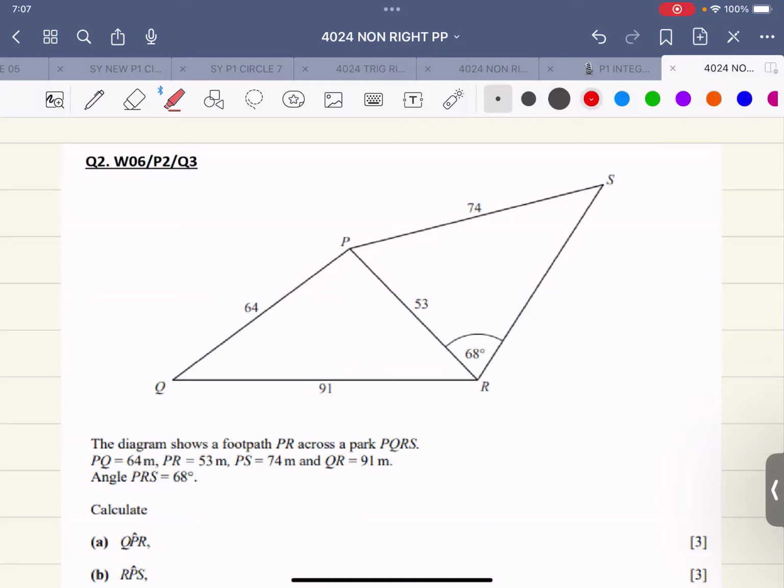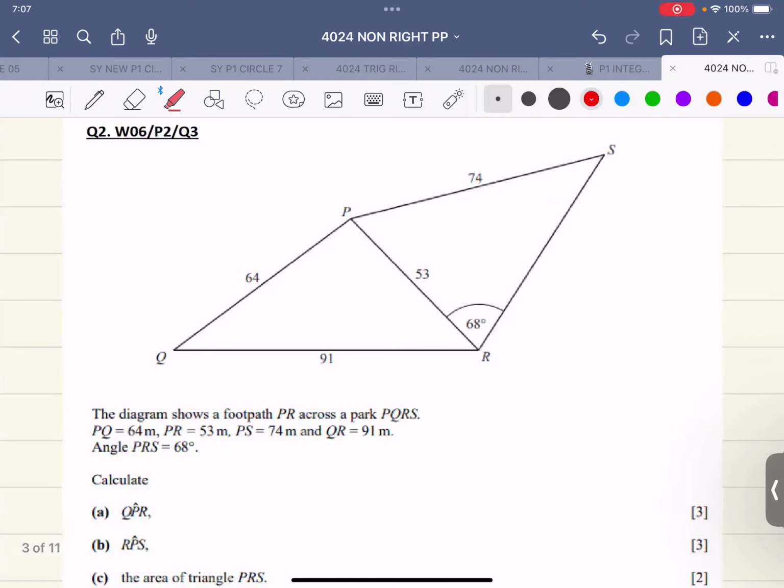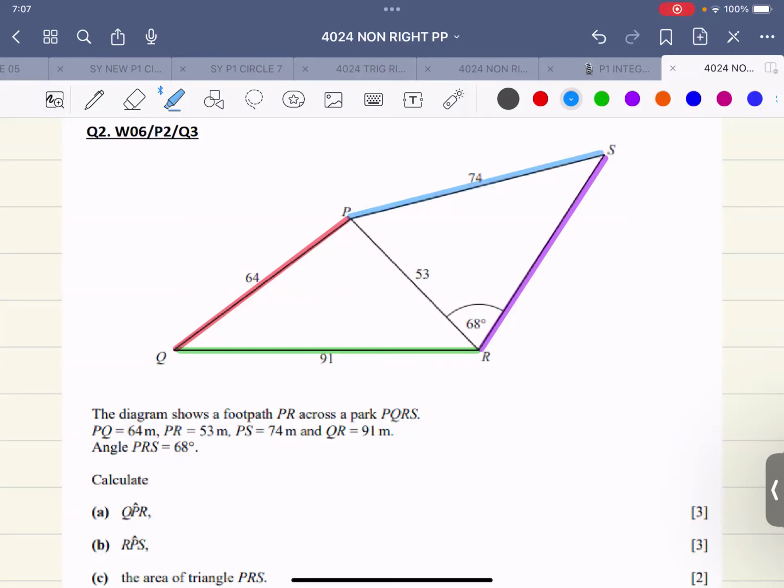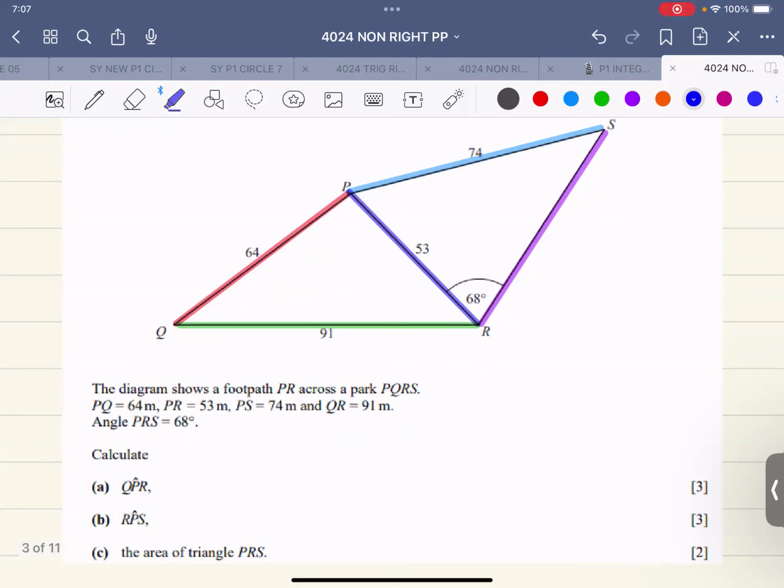The question says, the diagram shows a footpath PR across a park PQRS. So this is PQ and this is QR. This is RS, and then the blue one over here is PS. Now 4 lengths are given, and then one length that joins the two, right over here. All these angles and all these lengths are given.